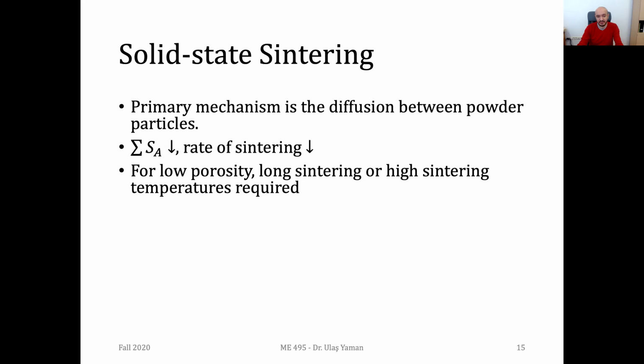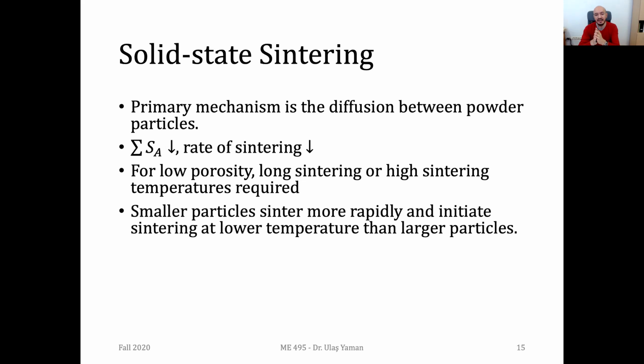So if you want to have low porosity, then that means you need to have long sintering hours, or you may use high sintering temperatures but low sintering hours. So it's up to you, and actually most of these companies obtain such optimal values, so you don't need to deal with them. They are already set. You simply do the slicing and start your process. Another thing, if you have smaller particles, they will sinter more rapidly, initiate the sintering, especially at lower temperatures compared to the larger particles.